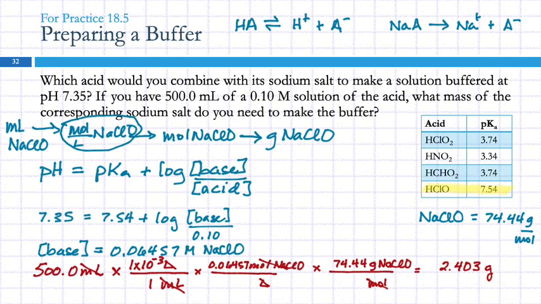And we really only have 2 sig figs going on here. So when we go to weigh this out, we're just going to try to get close to 2.4. We don't need to get 2.403. Any questions?